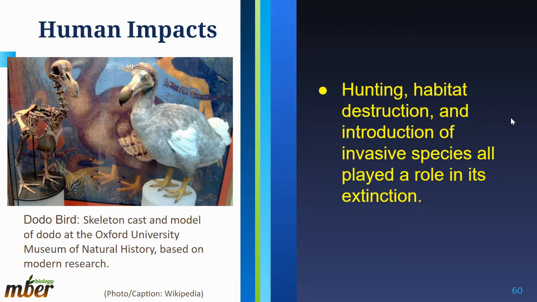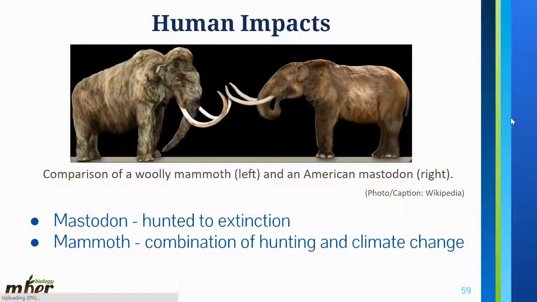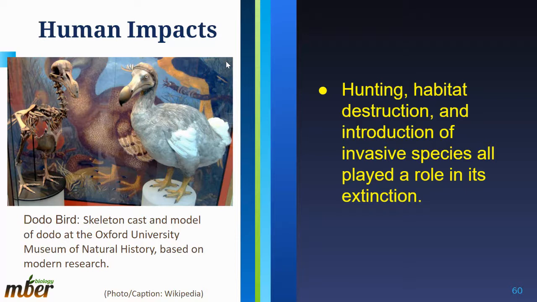Human impact. So this is the dodo bird. Every time I see this, considering how we just saw this guy, I always think of Ice Age. So the dodo bird is a skeleton cast and model of the dodo bird at the Oxford University, based on how we think it would have looked.